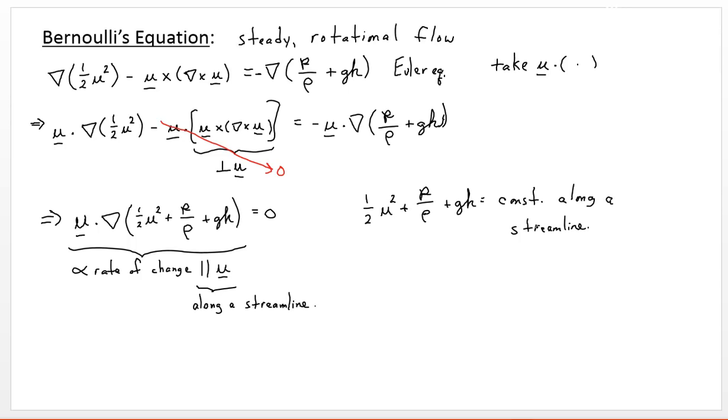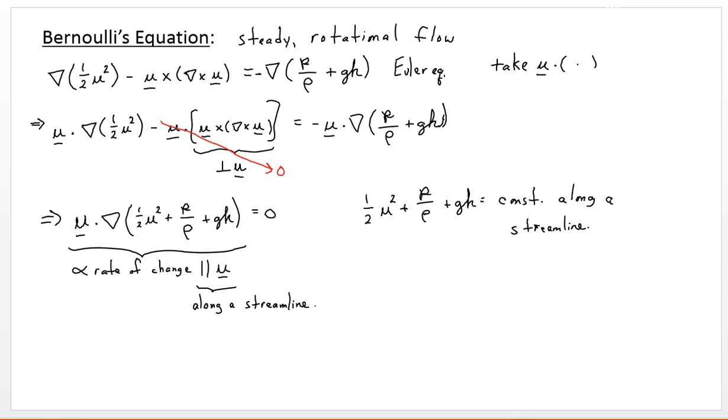It's not quite as powerful as a result for irrotational flow. For irrotational flow, this ends up being a constant everywhere in the flow. For rotational flow, it's constant along a streamline due to the fact that the vorticity term doesn't vanish for rotational flow. This is only 0 when it's taking the dot product with u. So this is only 0 along a streamline.